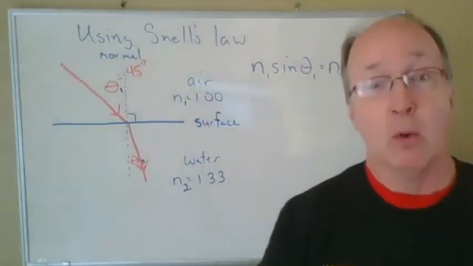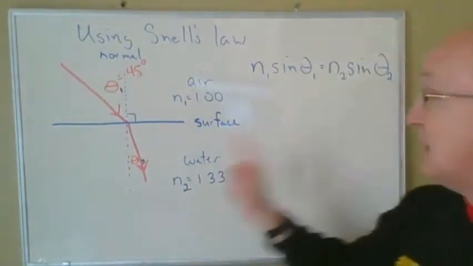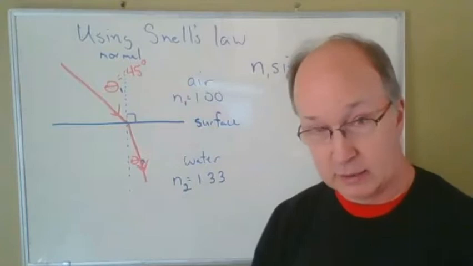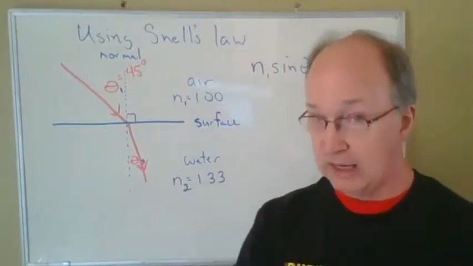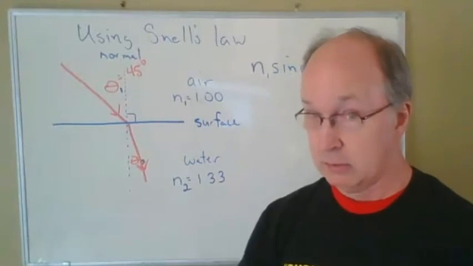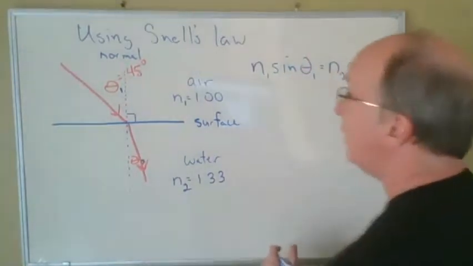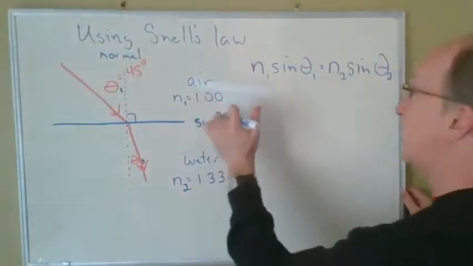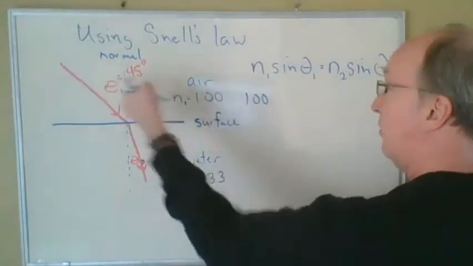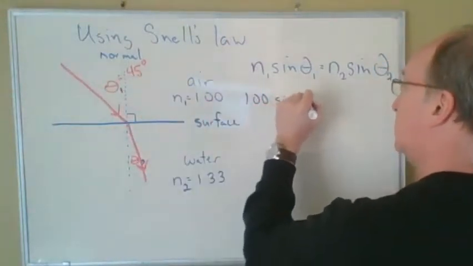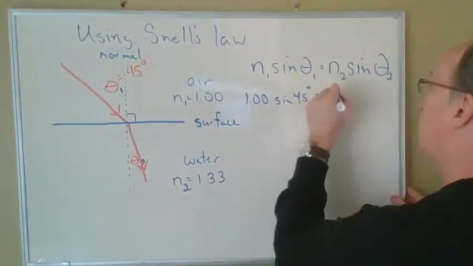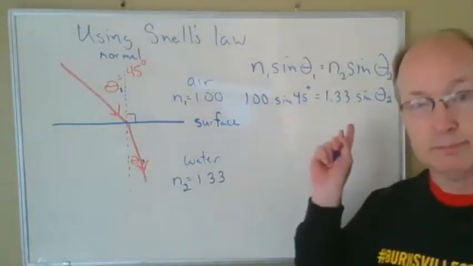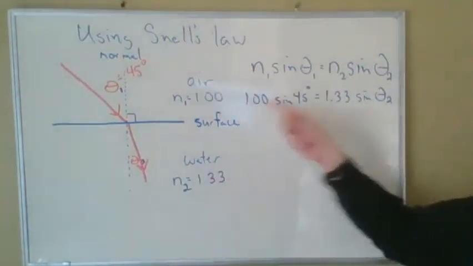All right, so now what we're going to do is solve this equation for theta 2. Now this is where it gets tricky, and you're going to need a calculator. So if you don't have a calculator, press pause and go get your calculator and make sure it has sines. Okay? All right. So you're back. n1 sine theta 1 equals n2 sine theta 2. Let's start plugging in what we know. n1 is 1. Theta 1 is 45 degrees. n2 is 1.33. And we don't know theta 2. That's our unknown. Okay? So plug in what you know.